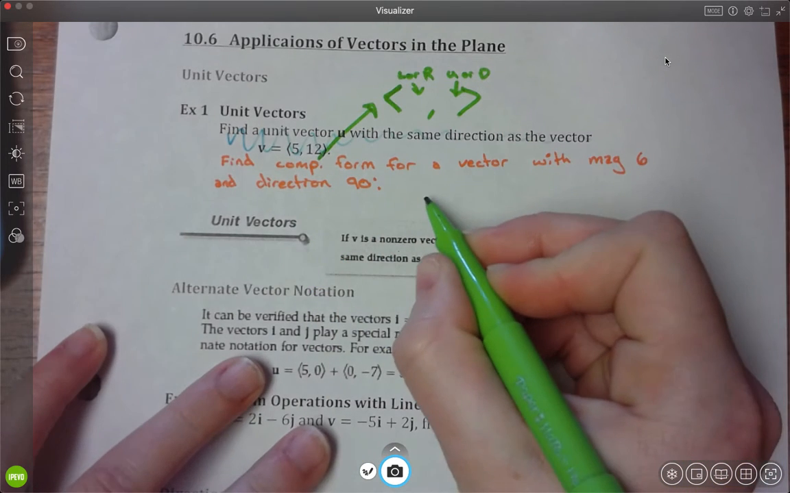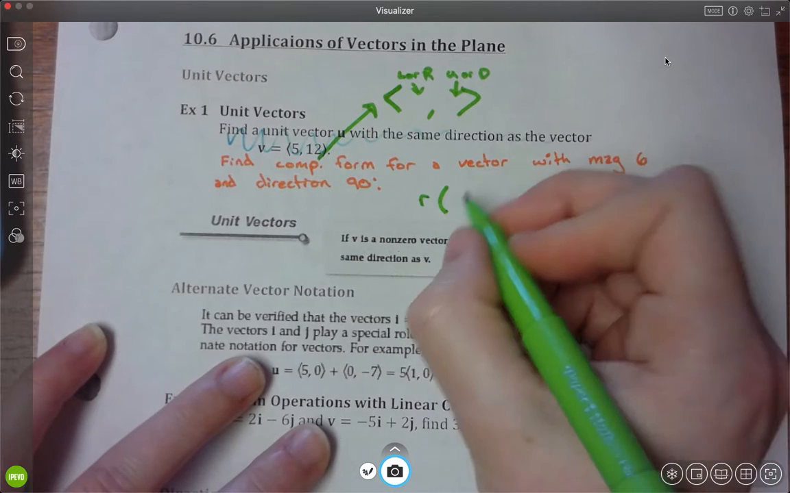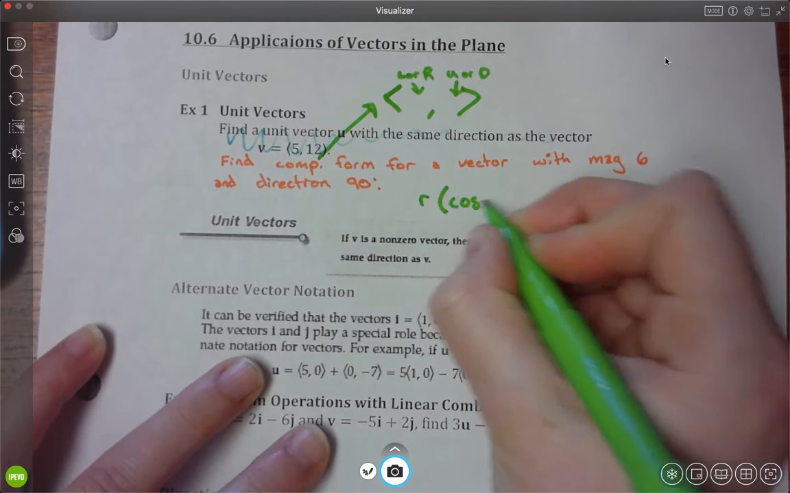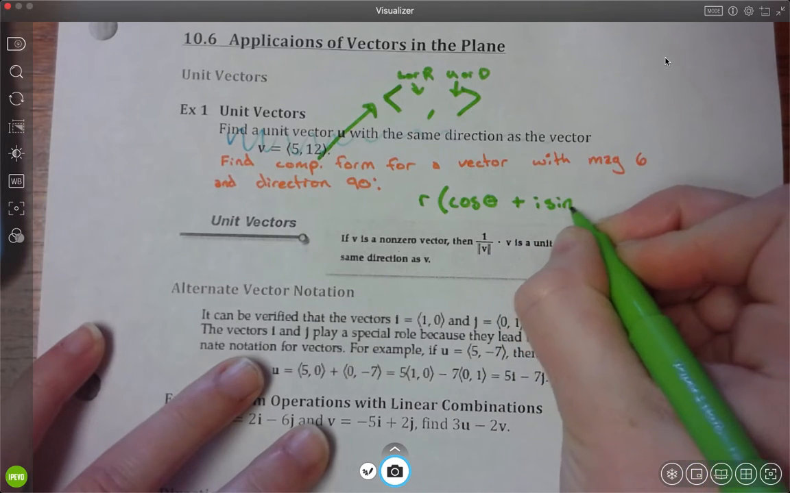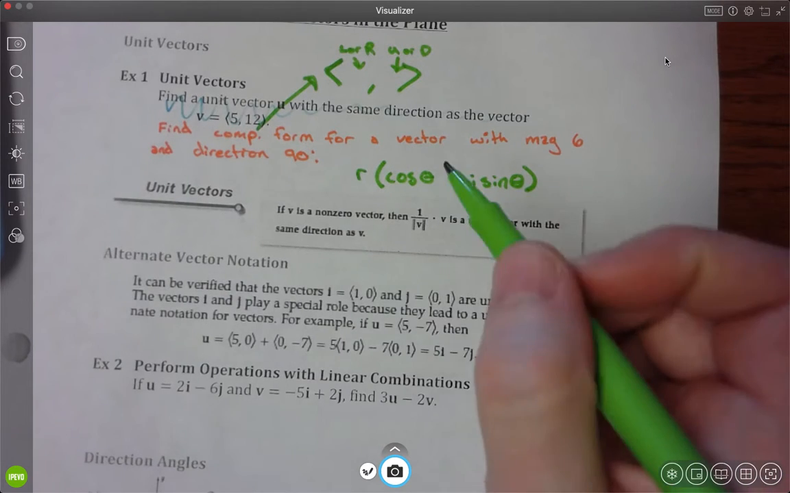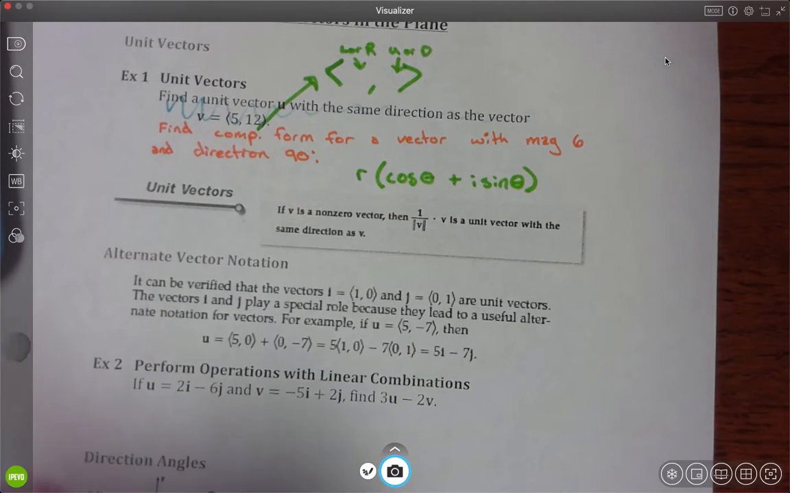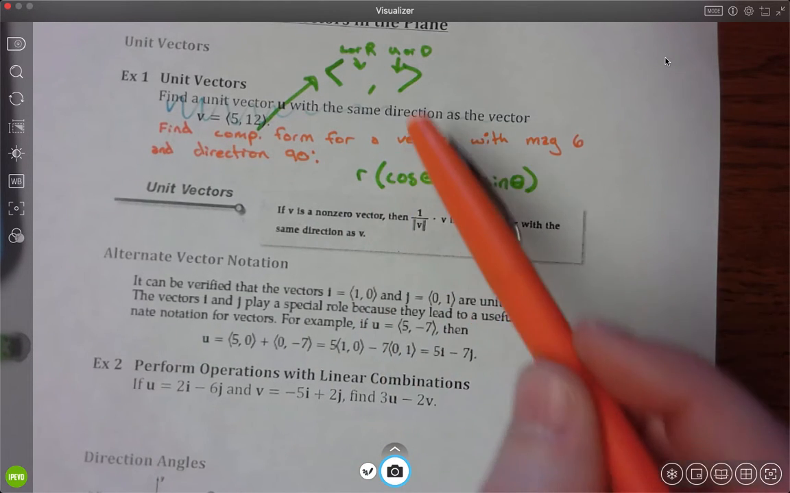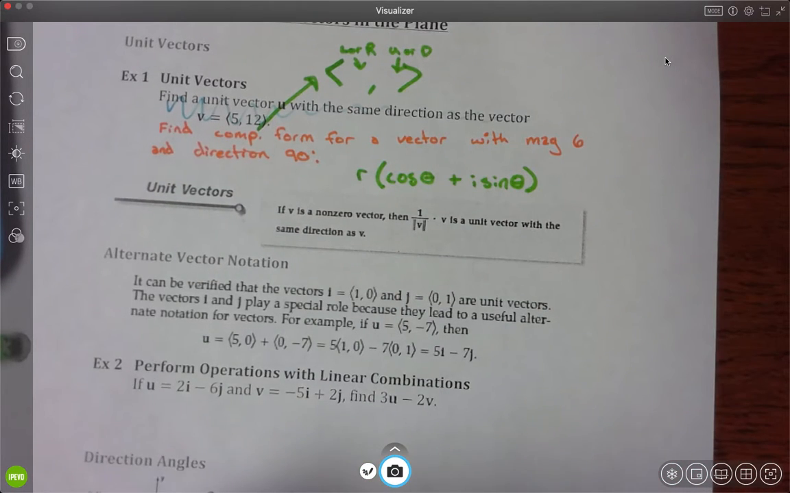So in section 10.3, I think, we had something like r times the quantity cosine of theta plus i times sine of theta, or something of that nature. And this is going to relate really close to what the component form is, okay? I told you that switching from polar form to rectangular form, you would just multiply stuff together, and so I'm going to show you what that looks like.